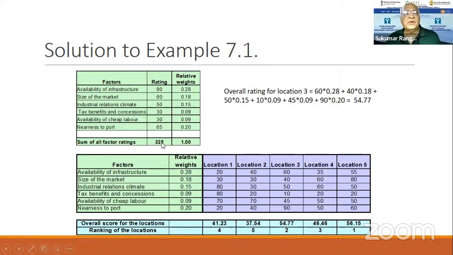See, this total rating is 325. So when you normalize it to 1, then 90 will become 0.28, etc. Put the relative weight and the location, you will get a figure. And the overall score for the location, if you see, location 5 scores first, location 3 scores second, and so on. Now, along with this, you must also obviously weigh the other factors like the climate, the culture and many other things, which probably have not been brought in here.